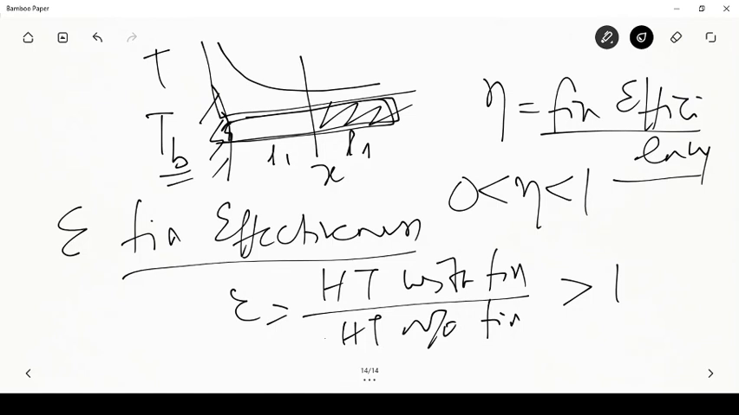But if the fin is infinitely long, it will be more and more effective, but its efficiency will go lower. So a good fin is one where the effectiveness is high without too much compromise on efficiency, and these are the two figures that we normally go with in the design of fins.